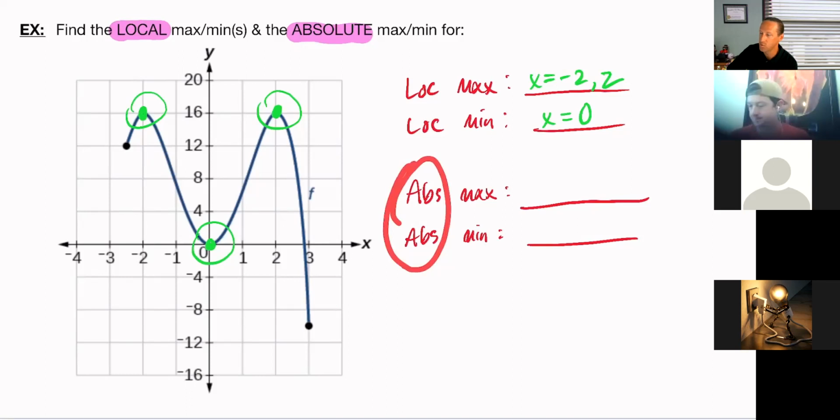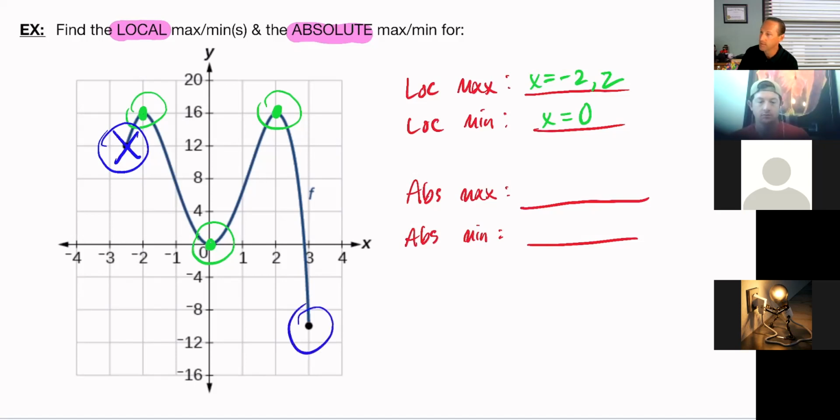The absolute highest or lowest points. And is this one anything? No. Unfortunately, no. That one's not going to give us anything because locally we don't know, and it is not the highest point, definitely not the lowest. But what about this? Yes. That is my absolute lowest point. So I will say I do have an absolute min at x equals 3.